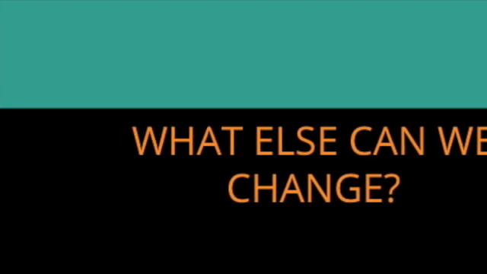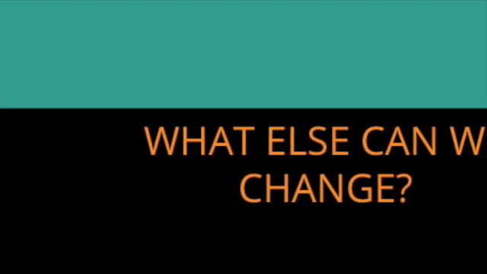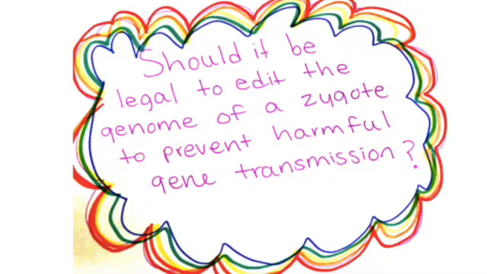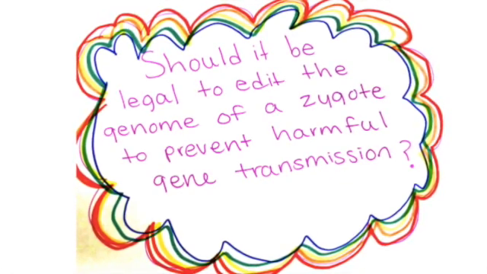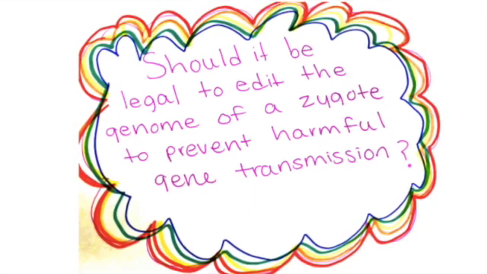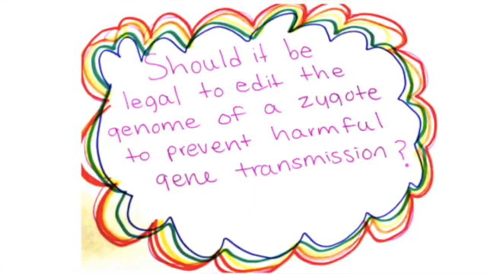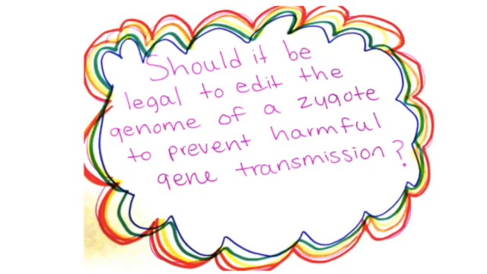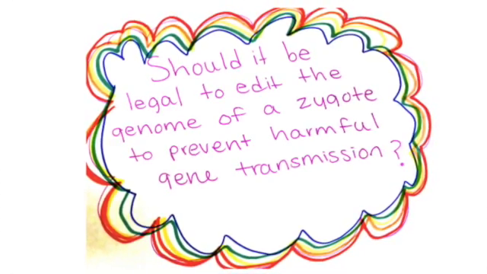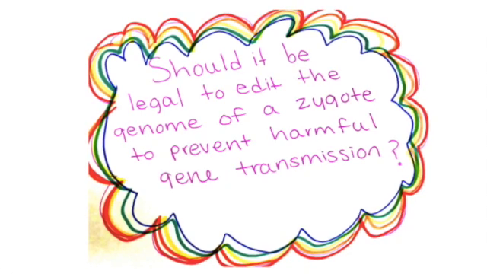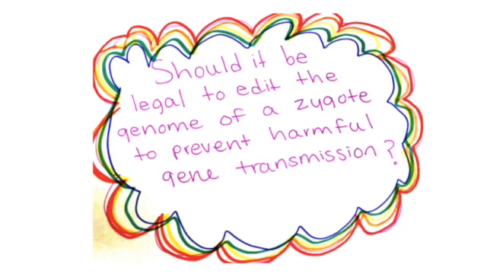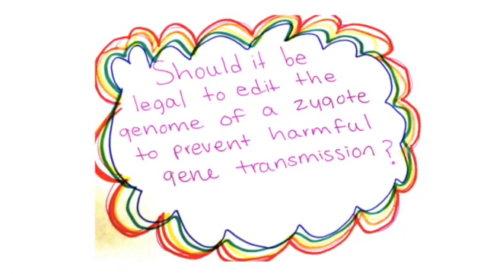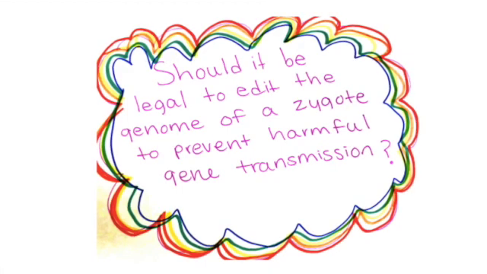So another thing that is currently being debated within our society is, should it be legal to edit the genome of a human zygote to prevent harmful gene transmission? So for example, the banana. We didn't want the seeds to be transmitted to all the bananas that we would breed. We wanted them to be good and perfect for us. That can somewhat be said the same with humans. If you want a human to not have a life-altering condition, it is potentially possible to alter this.